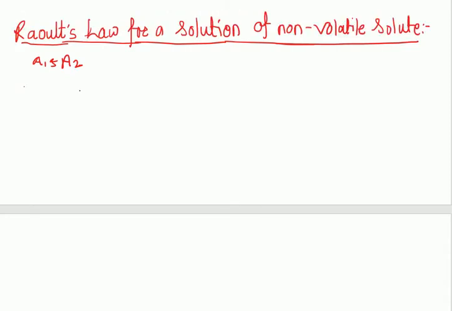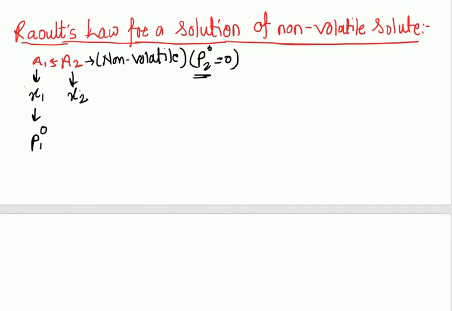With mole fractions again, the mole fraction of A1 is X1 and of A2 is X2. But this time the component A2 is non-volatile, hence it does not evaporate and does not contribute to the total vapor pressure of the solution. The vapor pressure of the pure component A1 is P10, and the vapor pressure of component A2 will be 0, that is P20 is equal to 0 because it is a non-volatile one.